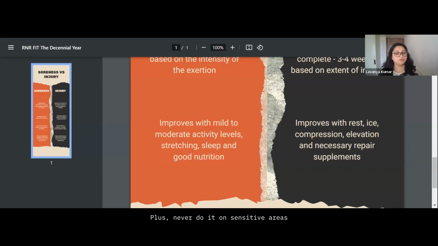Plus, never do it on sensitive areas. What we have to be doing is never concentrate on areas like the front of the neck. Sides and back are fine, but the front of the neck, on the spine, behind the knee, and the bicipital fossa here at the elbow, all of these areas need to be not touched, even in terms of regular massages. So we have to keep these things in check.